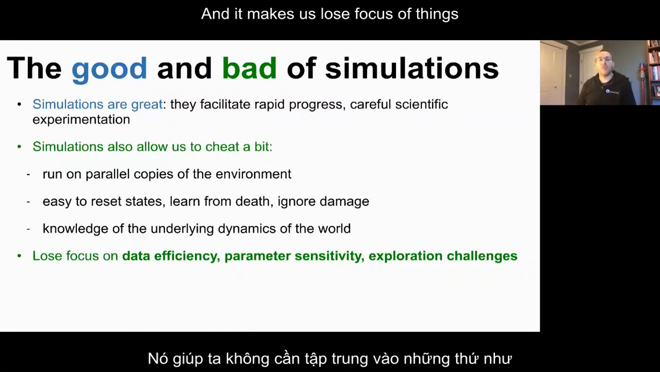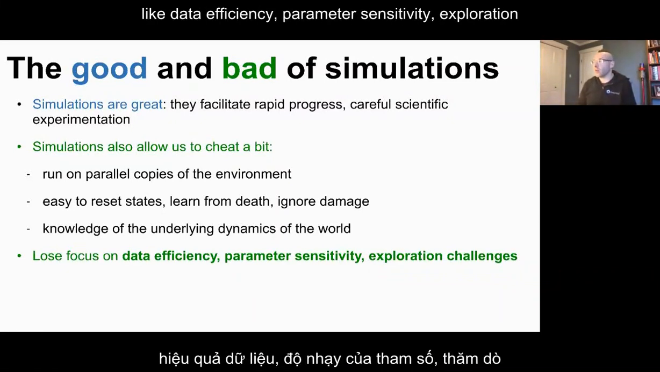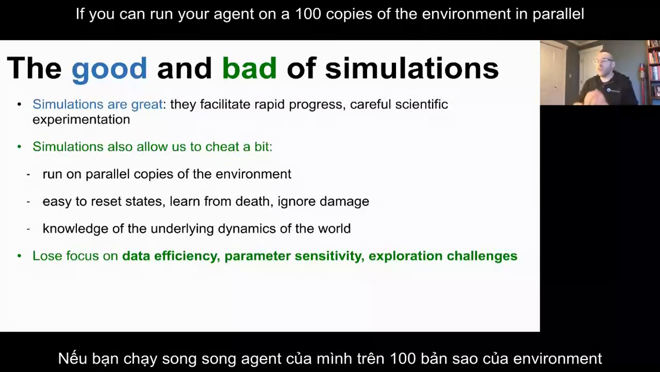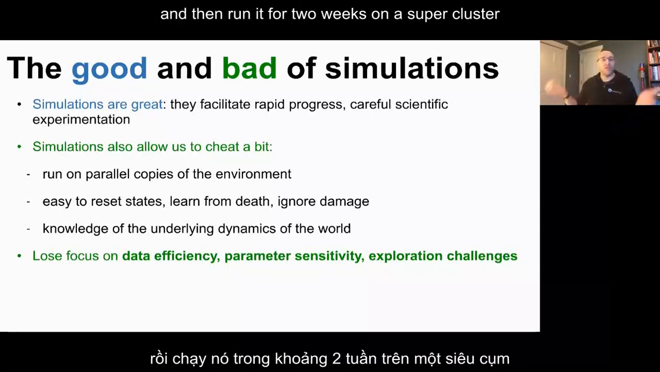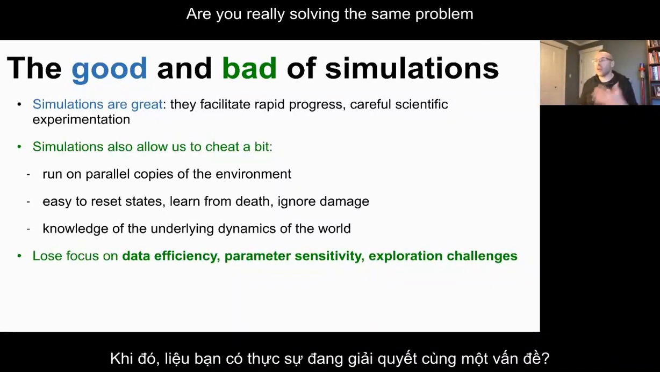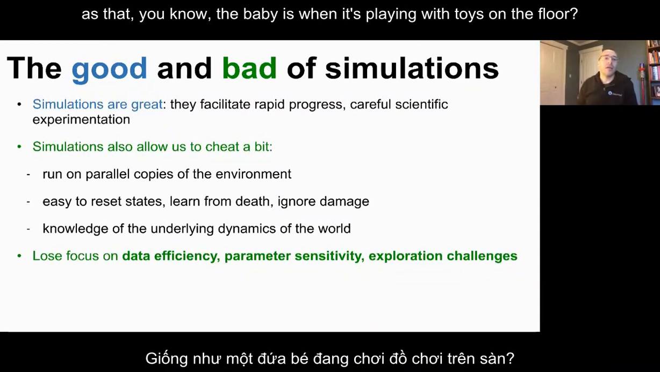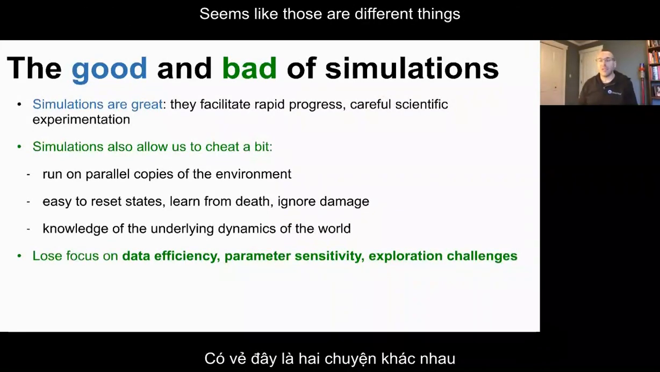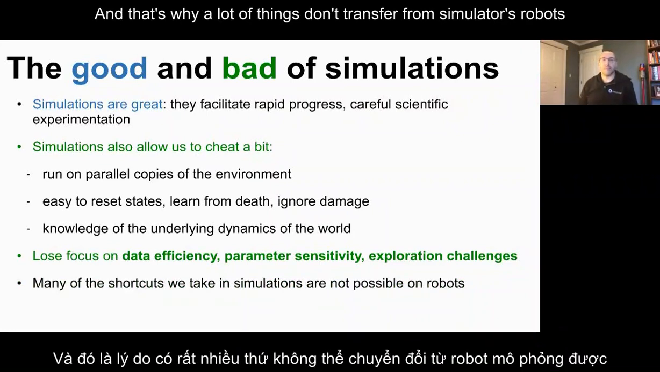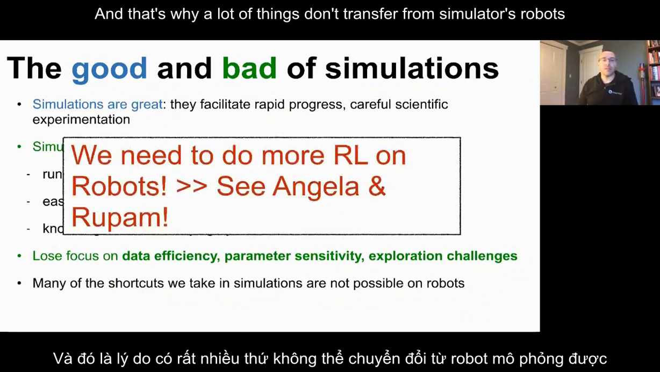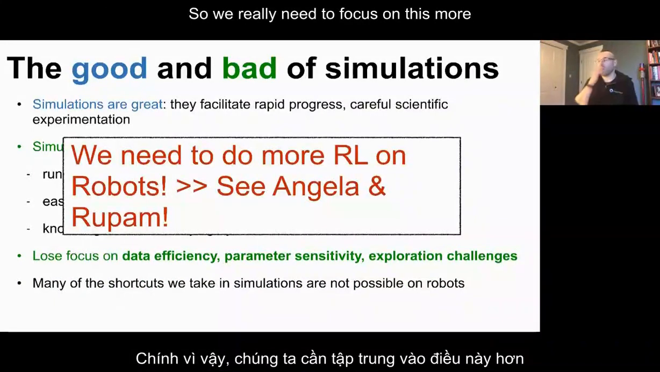And it makes us lose focus of things like data efficiency, parameter sensitivity, exploration. If you can run your agent on 100 copies of the environment in parallel and then run it for 2 weeks on a supercluster, are you really solving the same problem that the baby is when it's playing with toys on the floor? Seems like those are different things. And that's why a lot of things don't transfer from simulators to robots. So we really need to focus on this more.